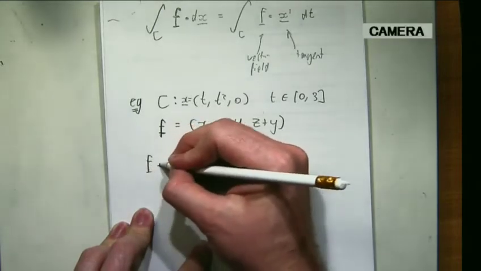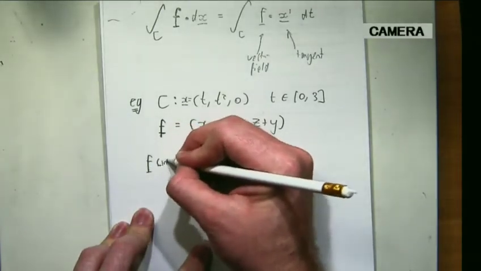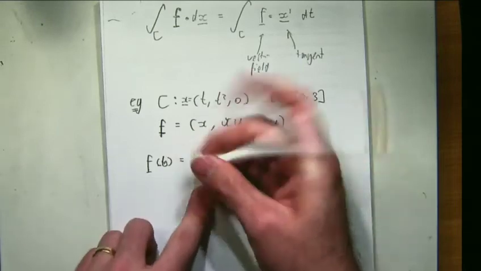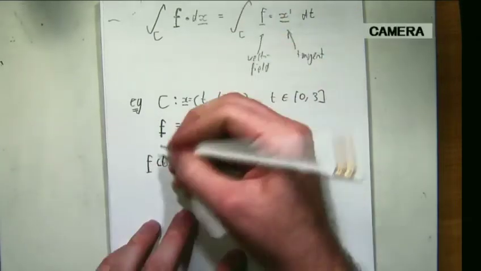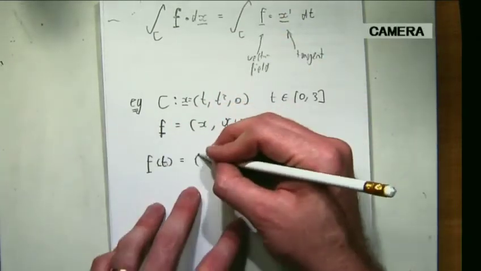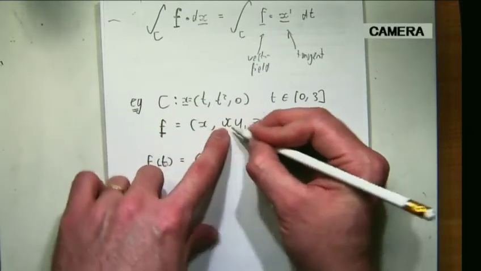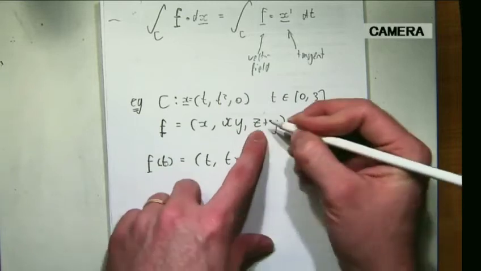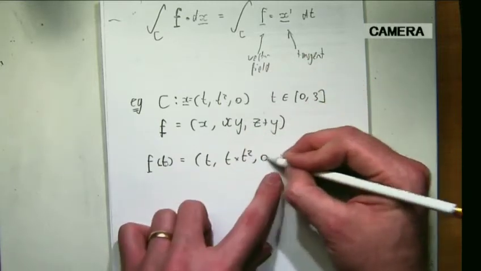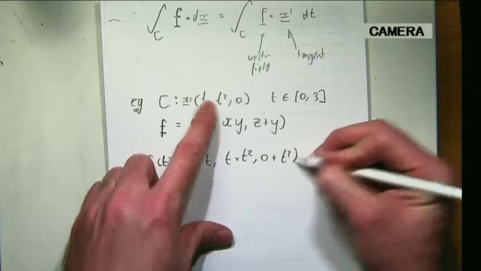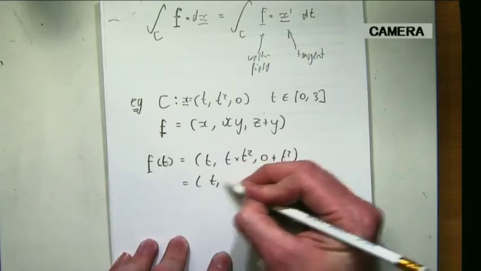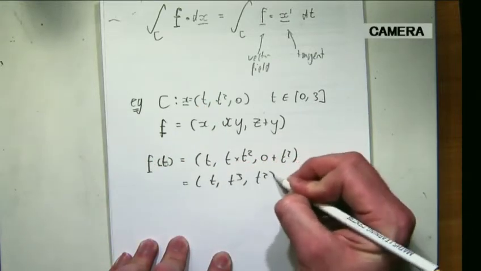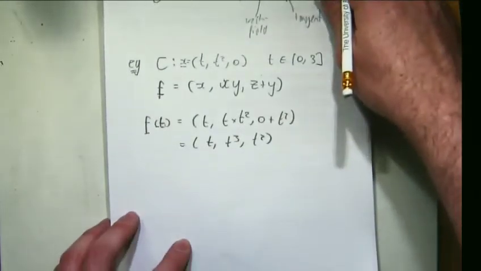So f of t. It's a t there. So x is t, y is t squared, z is 0, so I just sub that all in. That's my f of t.